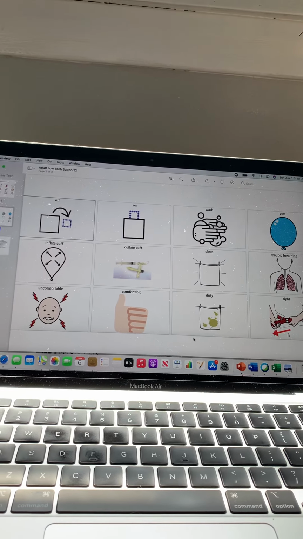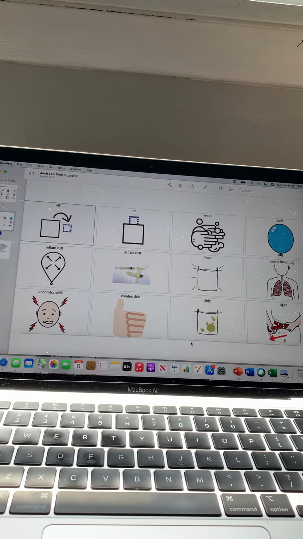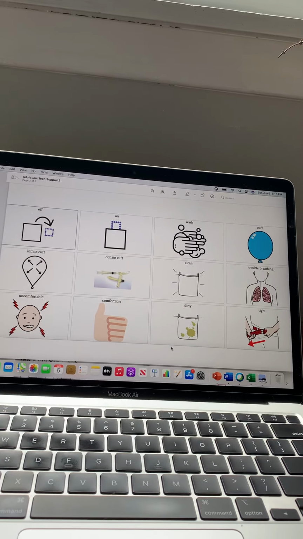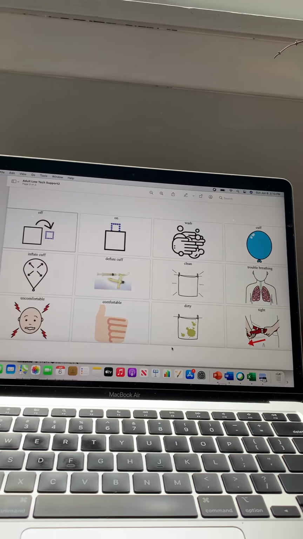If there are any other questions or wonderings about stuff like this, I would recommend contacting a speech language pathologist to learn more about AAC supports.